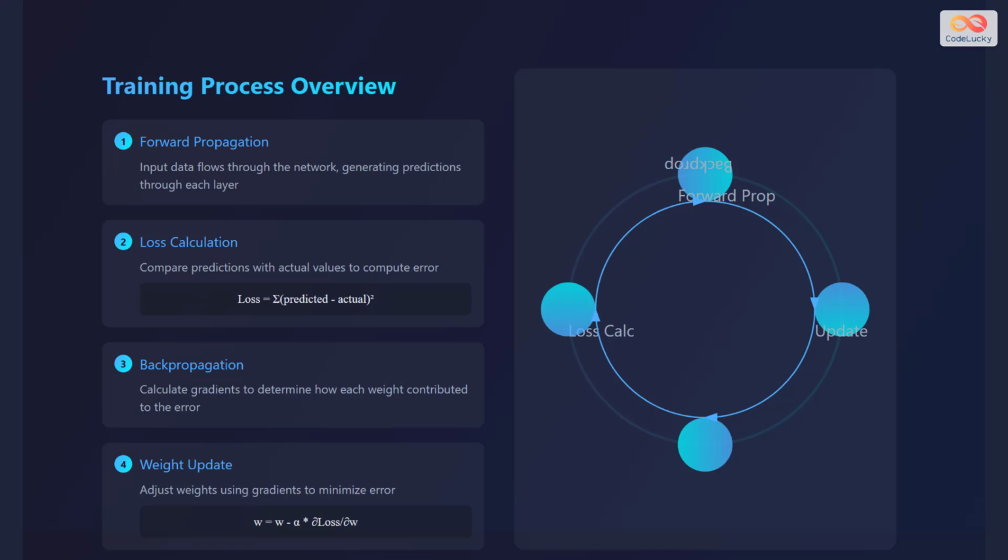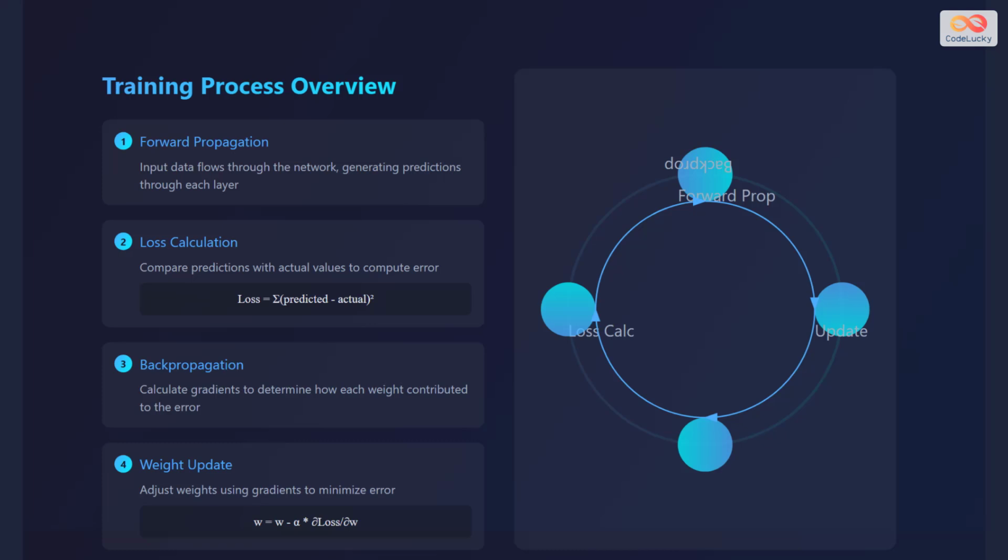Let's explore the training process. The first step is forward propagation, where input data flows through the network, generating predictions through each layer. The second step is loss calculation, where the predictions are compared with the actual values to compute the error. The loss is calculated as the sum of the squares of the differences between the predicted and actual values. This is represented as loss equals sigma predicted minus actual squared.